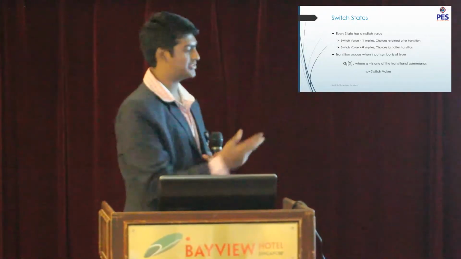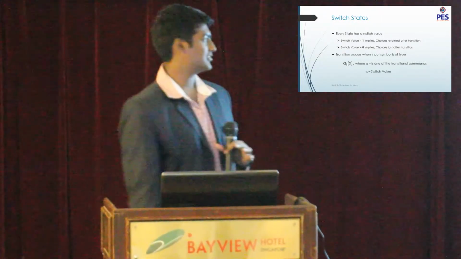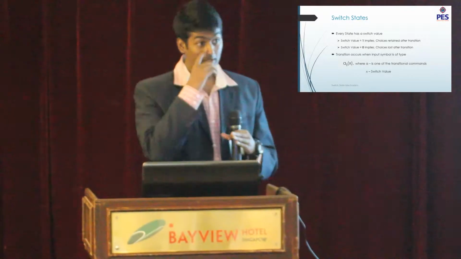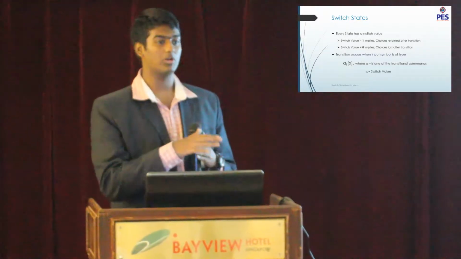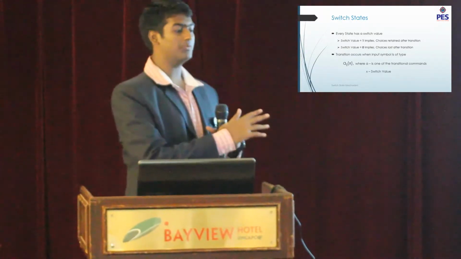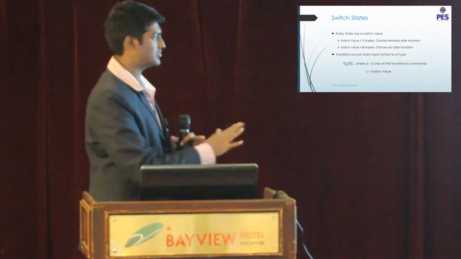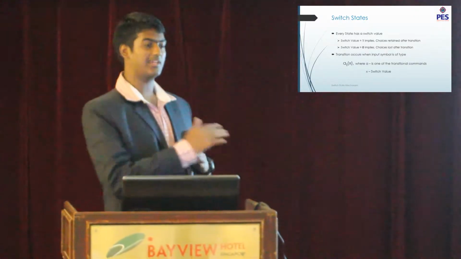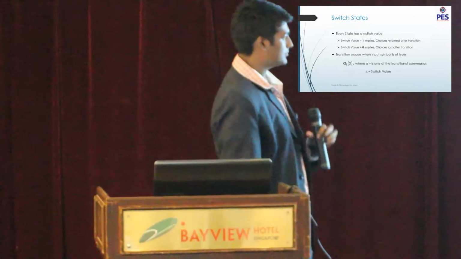The difference is every state on transition carries a value called the switch value. And now this value can be a 1 or a 0. 1 implies that the choices are retained after transition. So if you transit from X to Y and you set the switch value to 1, then the operations are still applicable on X. So that's what the switch value 1 means. Whereas the switch value of 0 implies that you don't need X anymore. The X is not part of the system anymore, so the user has no connection with X as such.